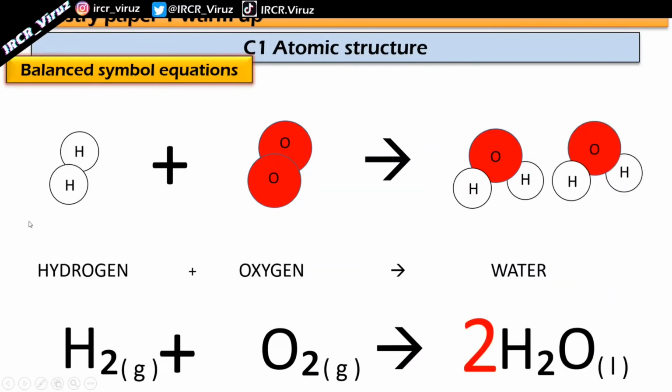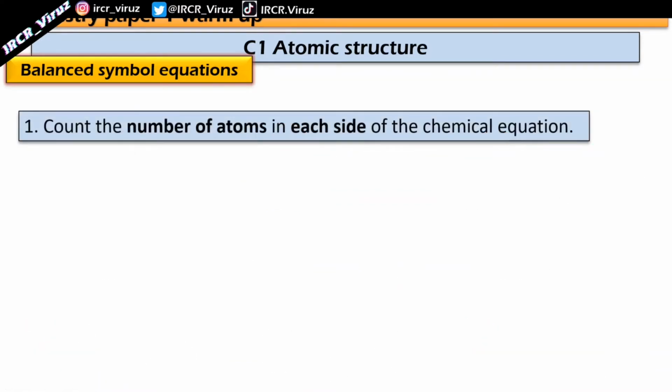Okay, now if we add another one there, that means you need to add another one here, and now we'll have a balanced equation. You've got 4 hydrogens in the reactants, 4 hydrogens in the product, 2 oxygens in the reactants, and 2 oxygens in the product. But how did that happen? So that's what we're going to be looking at right now.